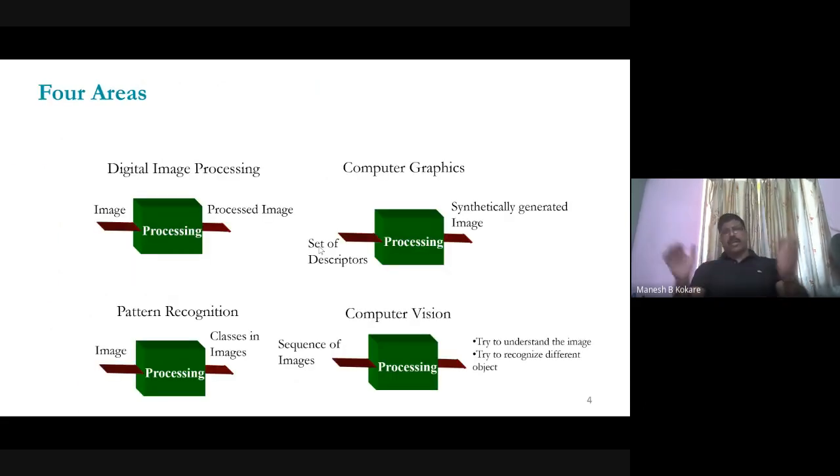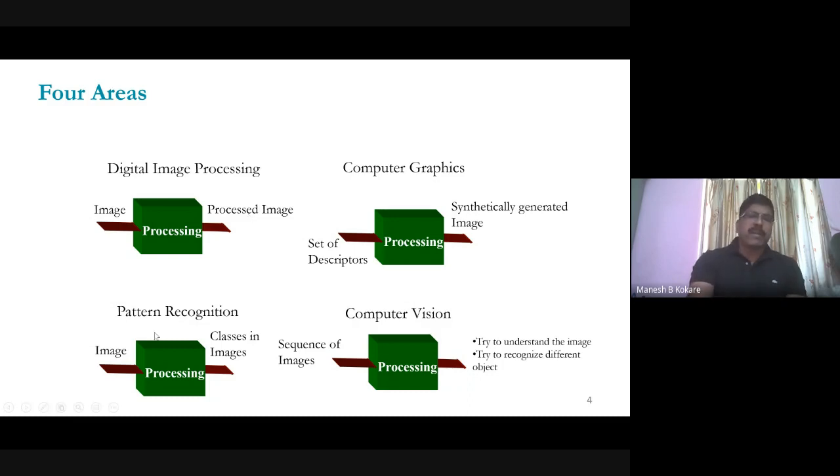Now, there are four different areas which are very close to each other, and people get confused between them. What exactly is the difference between those four areas? The first one is digital image processing. As I told you, in digital image processing your input is an image, you process it, and you get an image as output. Only thing is that input is a bad quality image and output is a good quality image. Both input and output are images.